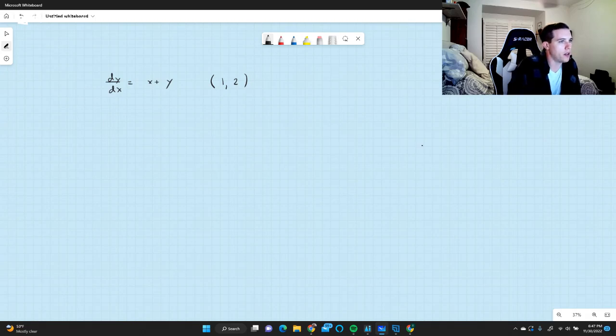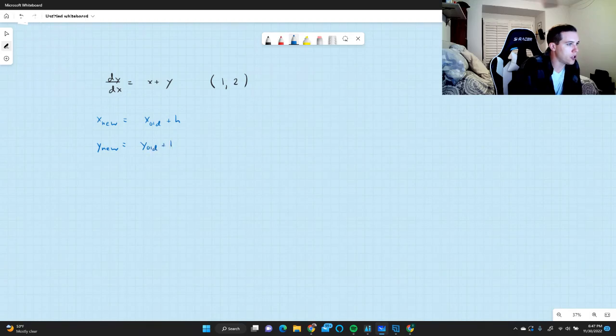Let's do Euler's method, though. So again, the formulas to remember are x new equals x old plus h for the step size, and y new equals y old plus h times the differential equation when you plug in the old coordinate.